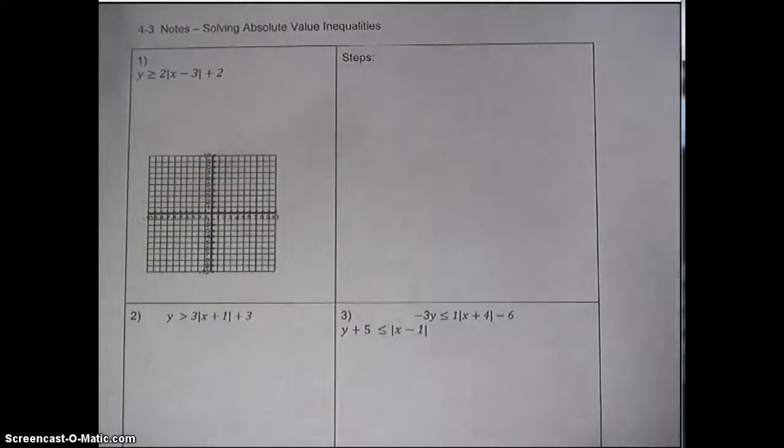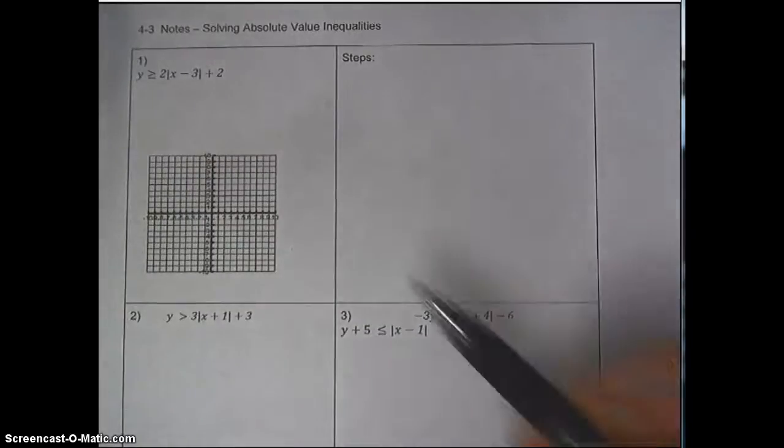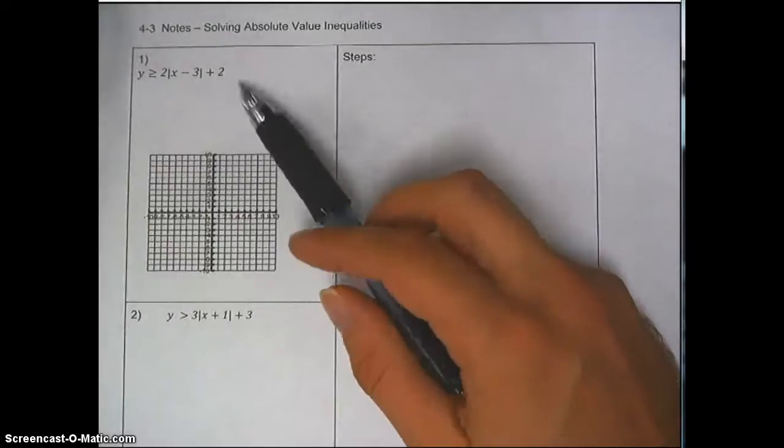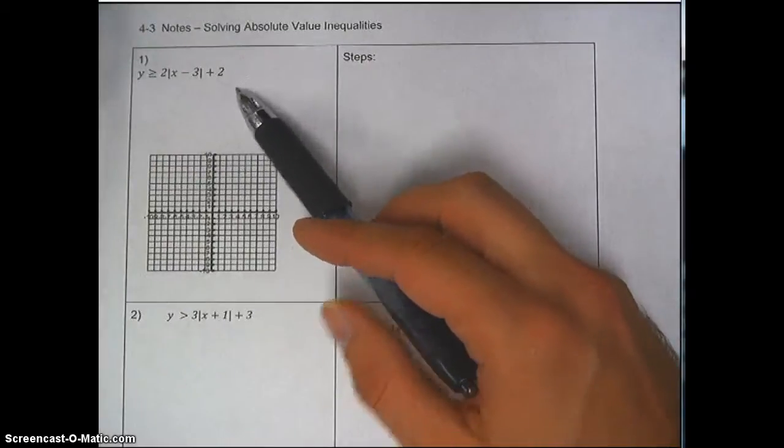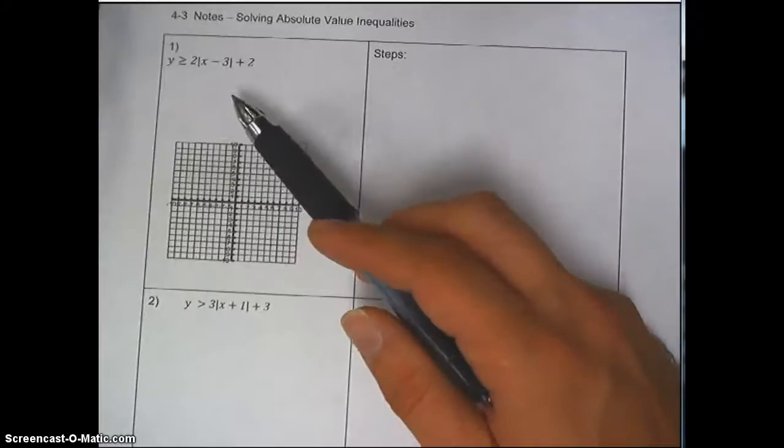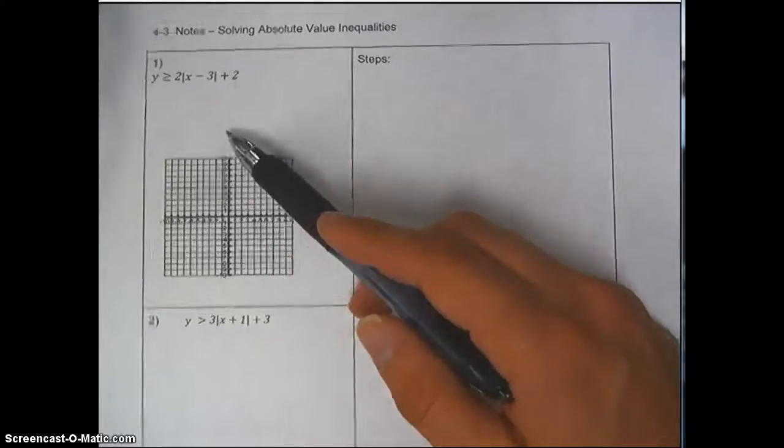So this is building off what we did last time. We're going to graph the inequality just the same way we did before, but now we're also going to shade the solution set. So let's start with here.